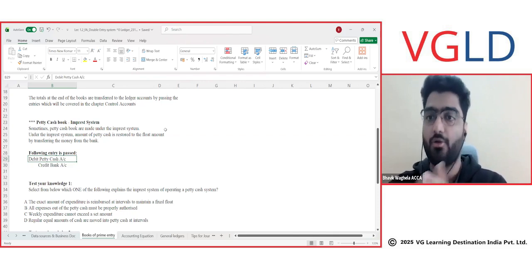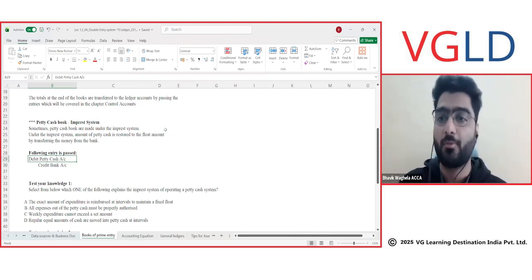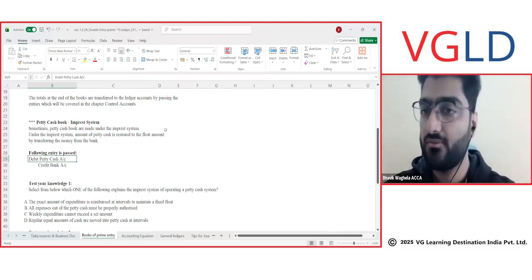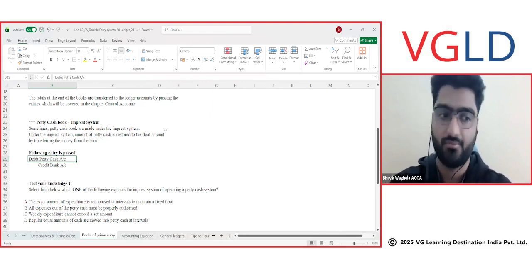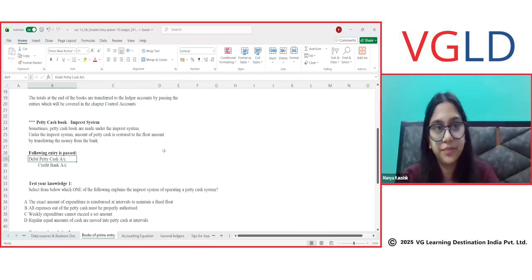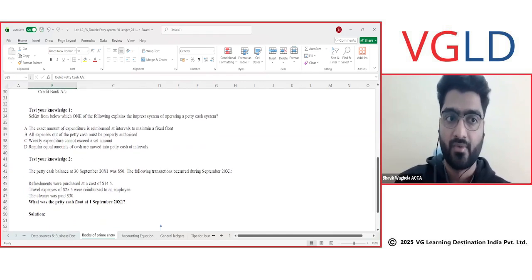But what will happen is your petty cash balance will increase. It is as good as removing money from one pocket and putting it in another pocket. So you will debit petty cash account and you will credit bank account. Everyone got this? Yes, sir. Okay, perfect. Now let us solve these two questions.